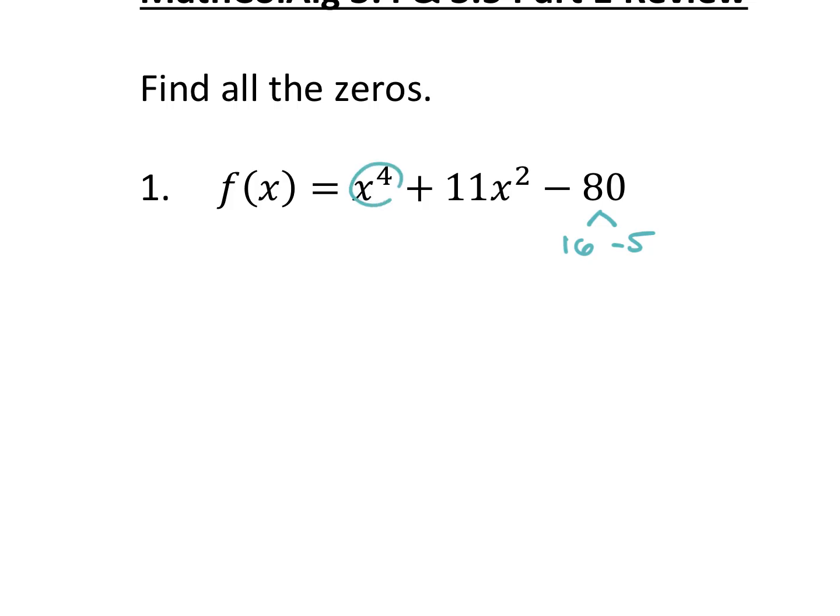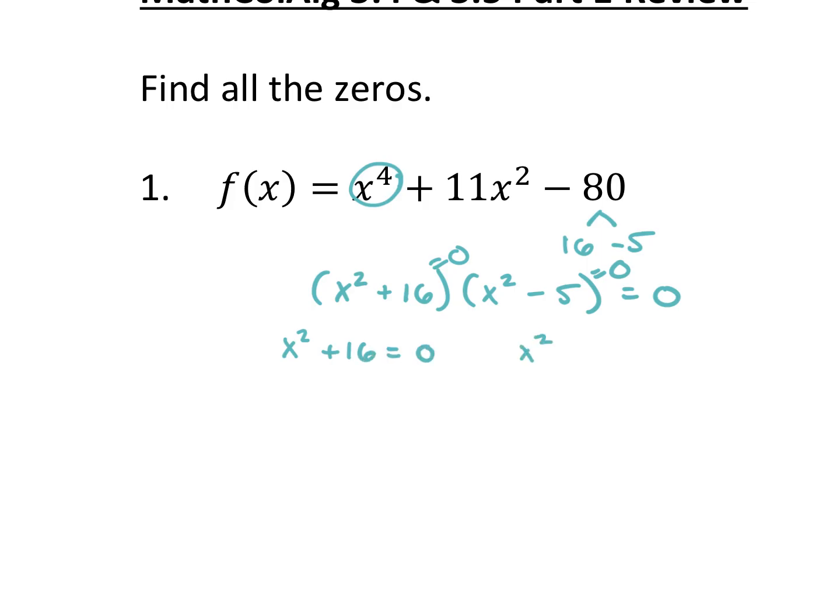So because we start with x to the 4th power, when we split it up into factors, it's x squared plus 16 and x squared minus 5. Once we factor, we can set them both equal to 0. So x squared plus 16 equals 0, and x squared minus 5 equals 0. So x squared equals negative 16 and x squared equals 5.